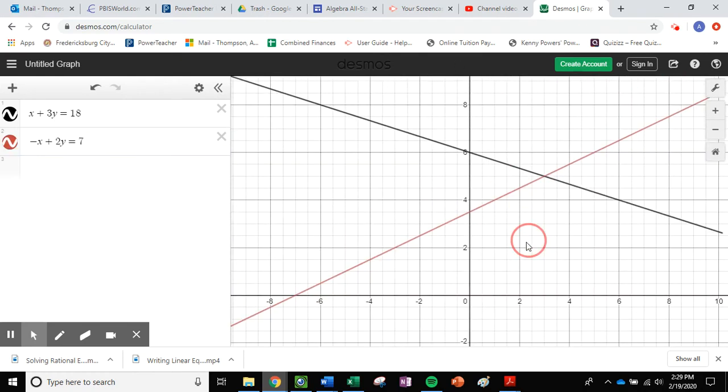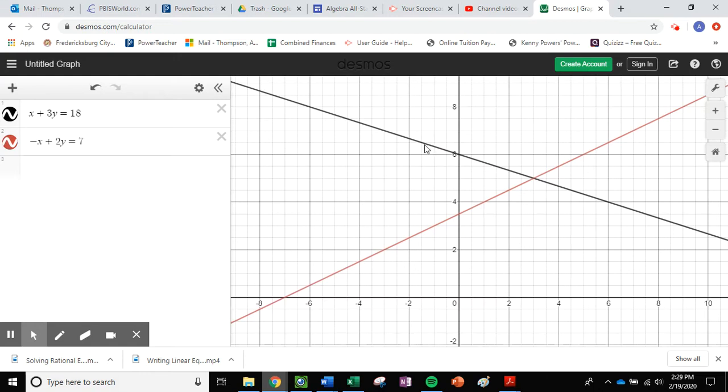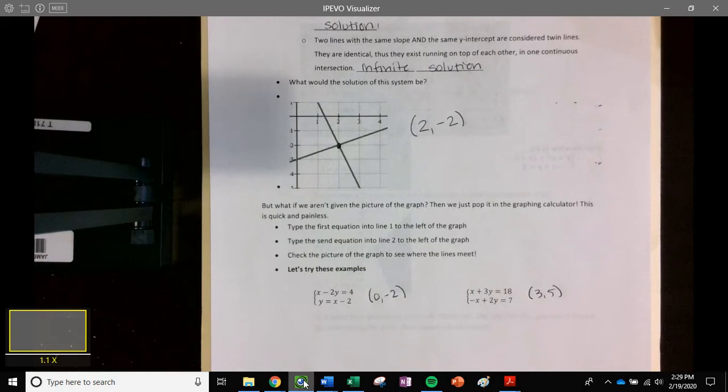Can we move this? Yes, we can. Awesome. All right, so the top line is my black line, the bottom line is my red line, and they meet here at this point, (3, 5). So (3, 5) is the solution to that system. Not too bad. You guys can handle that.